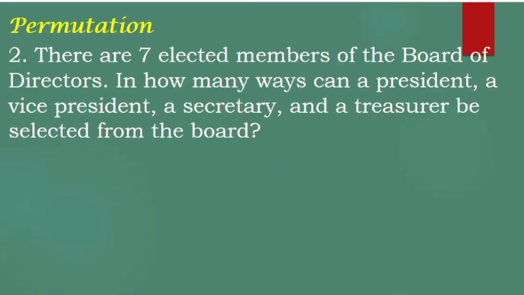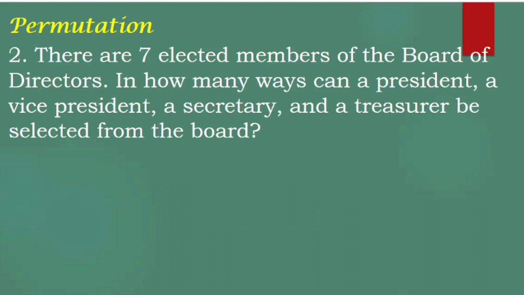Okay? For question number 2, there are 7 elected members of the board of directors. In how many ways can a president, a vice president, a secretary, and a treasurer be selected from the board? In this type of problem also, you can use the permutation formula. In order for you to get the value of n as well as the value of r, just like what we did a while ago.